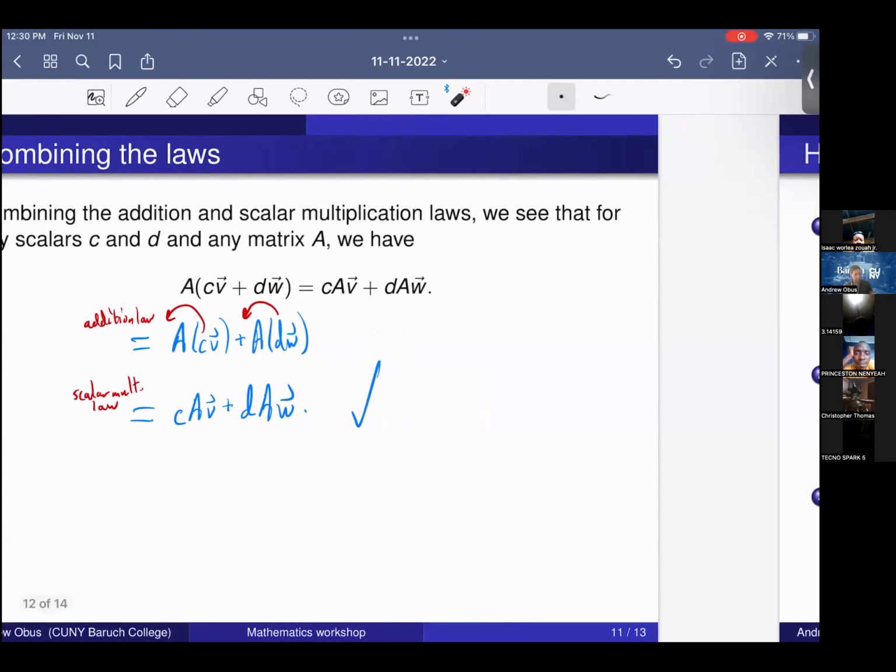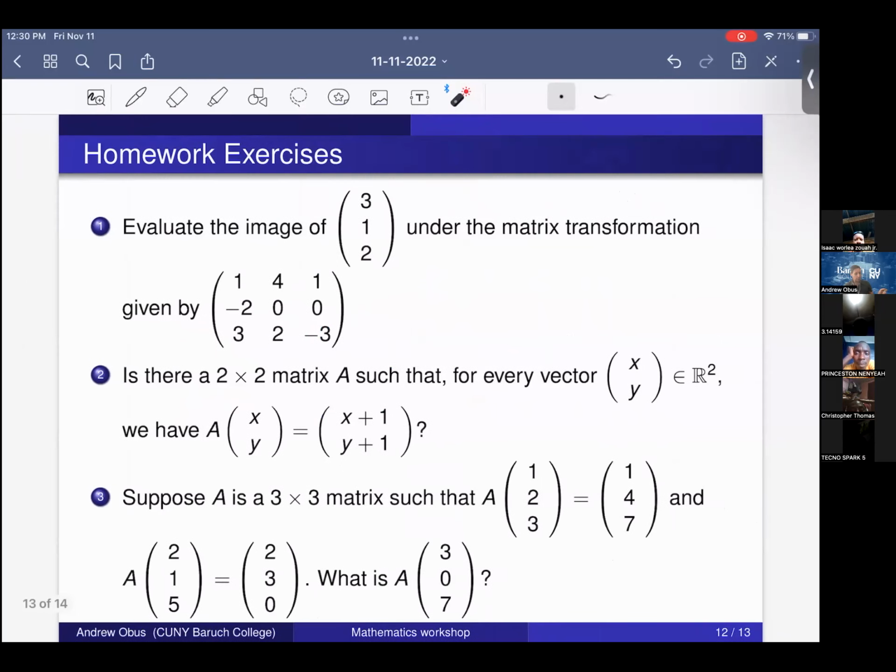All right, so I do need to finish now. There are going to be three homework exercises. We'll finish next week. One is just straightforward: you have to multiply this matrix by this vector and say what the answer is. The second question asks, is there a matrix such that if the input is a vector (x, y), the output is a new vector where you add 1 to both x and y? This is kind of a yes or no question.